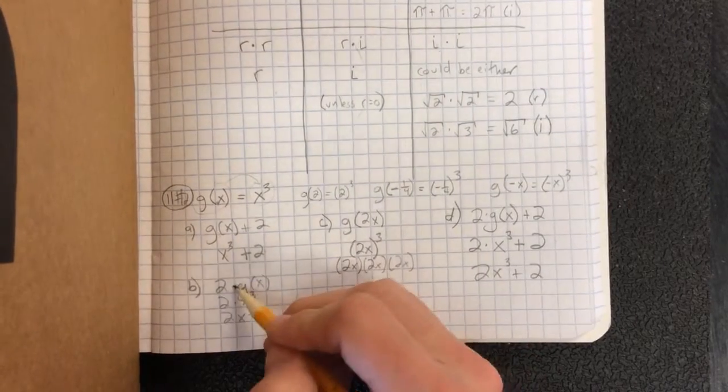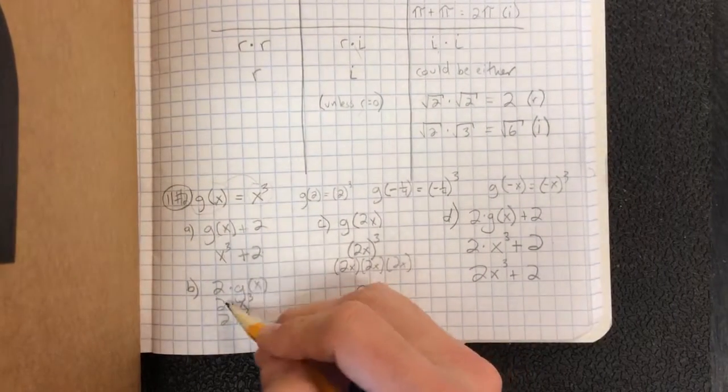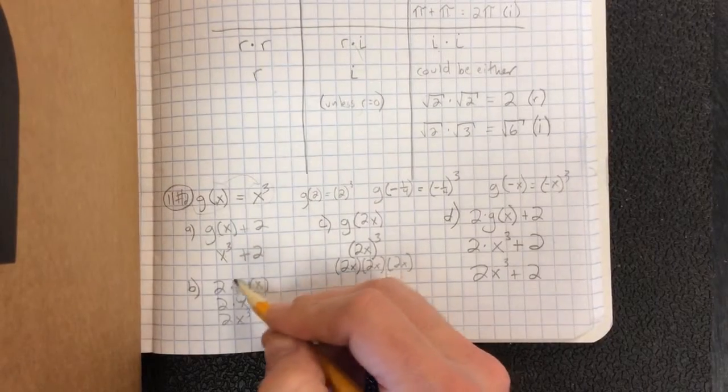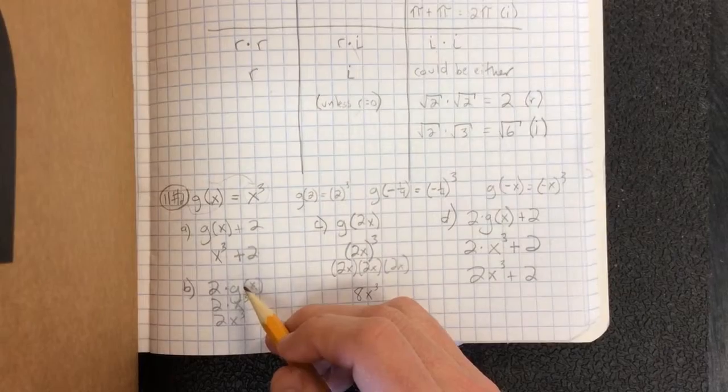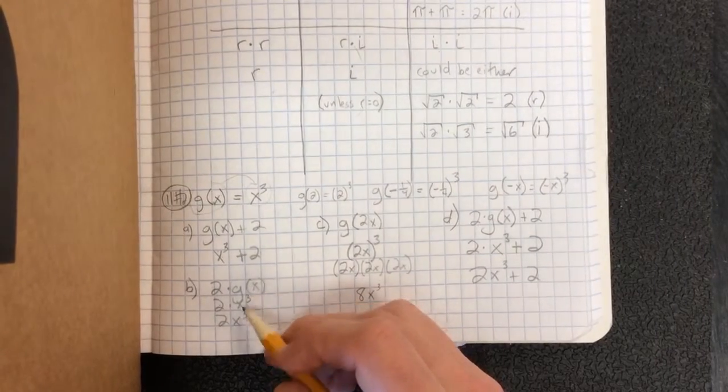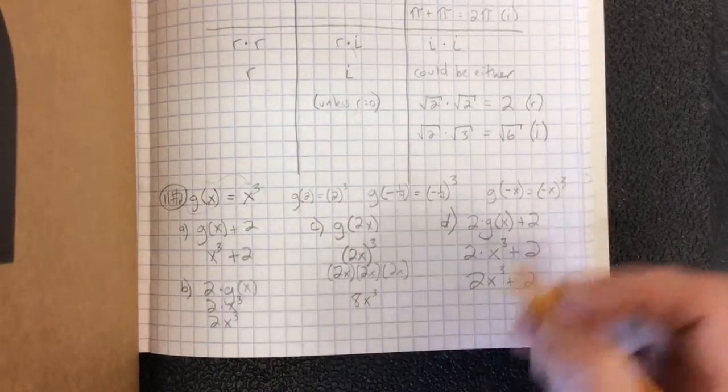For part B, it's 2 times g of x. Well, that's the same thing as 2 times x cubed because, again, the g of x and the x cubed are the same. There's a different name for the same thing, which can be simplified to 2x cubed.